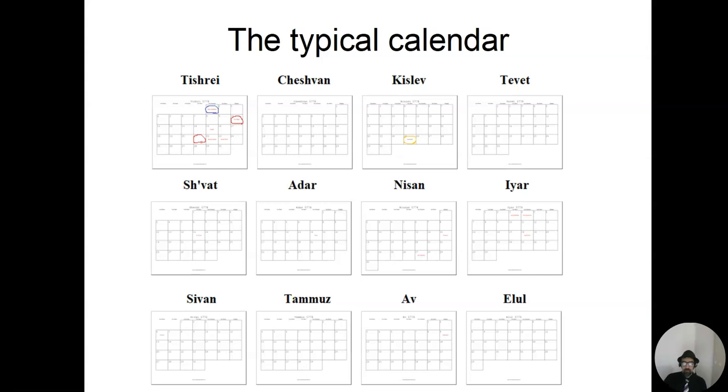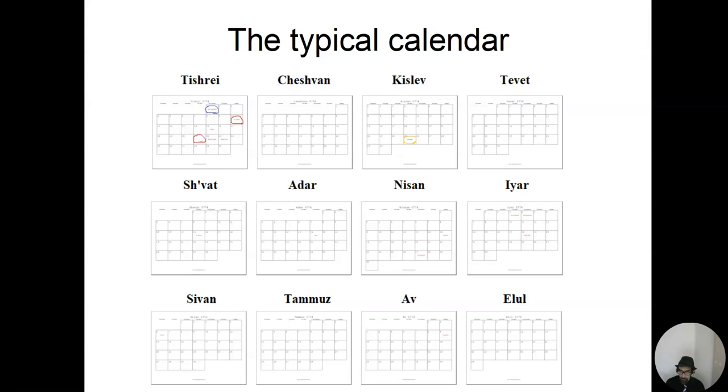And so why is that? Well, let's go into it. So if you add up the number of days across this typical calendar, notice that the months alternate between having 30 days and 29. 30, 29, 30, 29. You end up with 354 days. That's less than the actual length of a year, 365 days. So if you do this, the holidays would keep getting earlier and earlier.